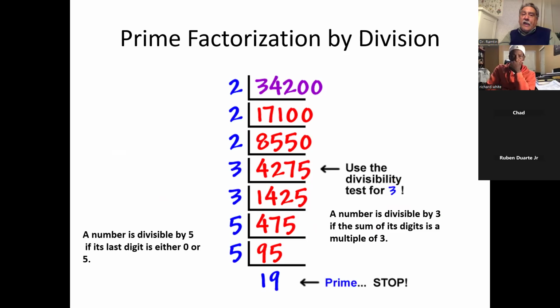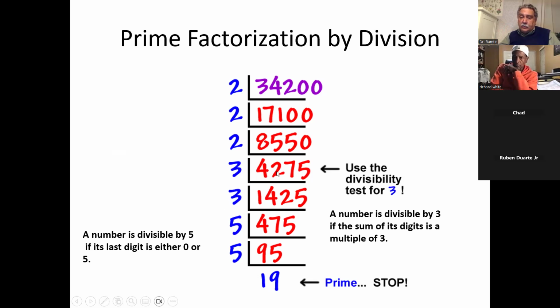You can do prime factorization also by division. Let's say we have this big number, 34,200. We divide it by 2, we get 17,100. Again, divided by 2, we get 8,550. We divide it by 2, we get 4,275. Remember, we use a divisibility test: a number is divisible by 3 if the sum of its digits is a multiple of 3.